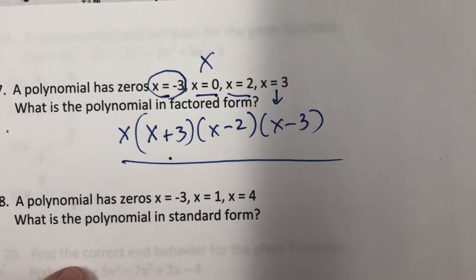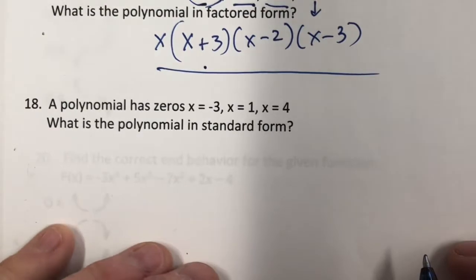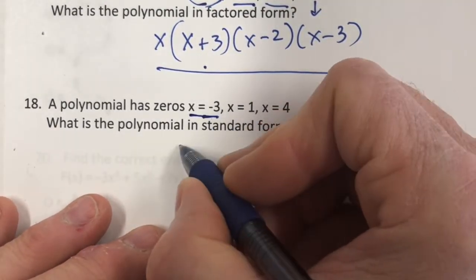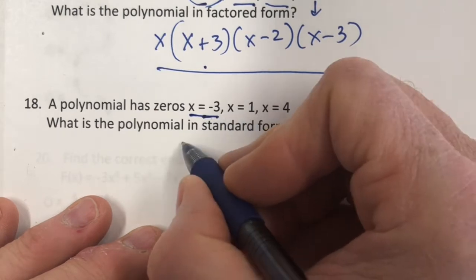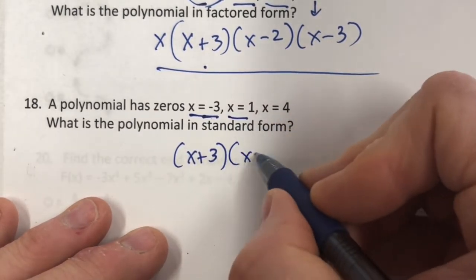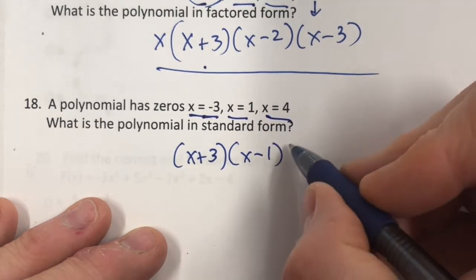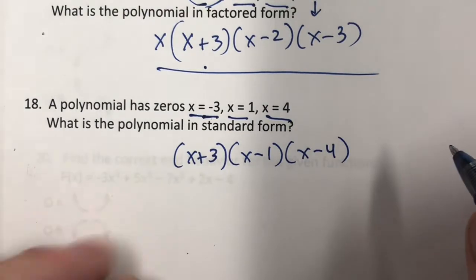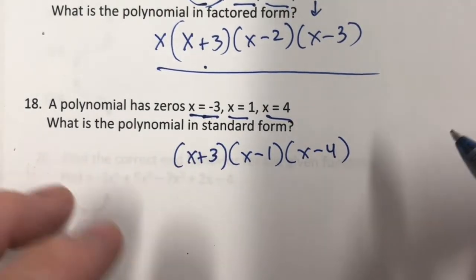Okay, this one's similar right here. Number 18, here's my zeros. So that means right here, x equals negative 3, this is going to be x plus 3. Here, x equals 1, that means x minus 1. Right there, x equals 4, it's x minus 4. Here's my factors. And now, to get the polynomial in standard form, I multiply these factors.